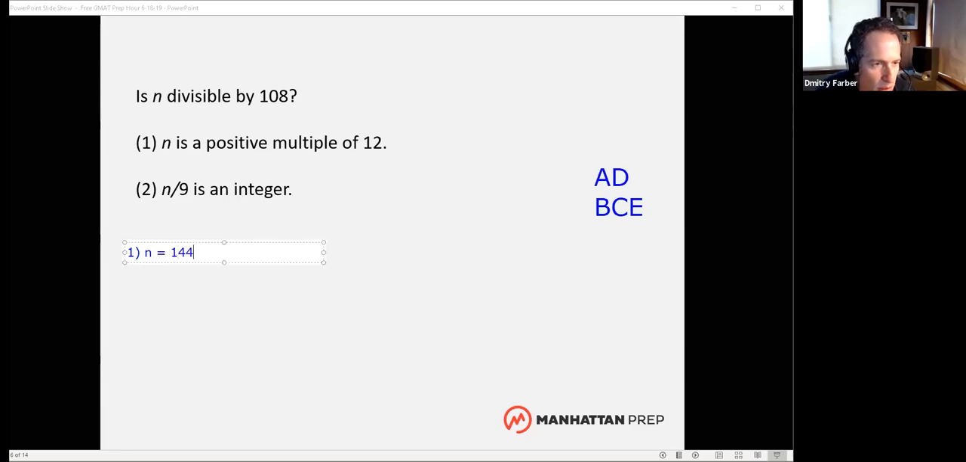So for instance, if I make n 144, then that would be a no. 144 doesn't, the 108 doesn't divide into 144, right? What would give me a yes? In other words, what's a value of n, a multiple of 12, that might give me a yes, that might say, yeah, it is divisible by 108?